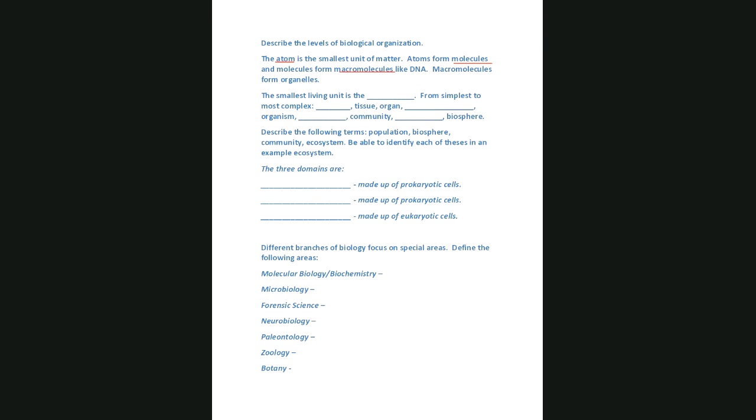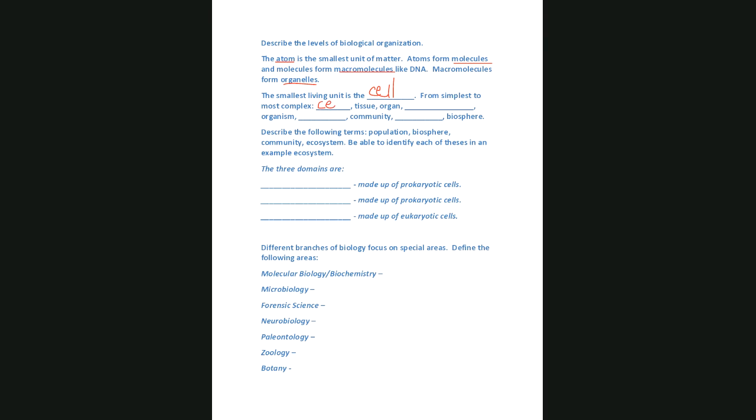Macromolecules form organelles, but none of these are living yet, right? These are still just molecules. The smallest unit of life is the cell. We talked about that already. And then, if we go from simplest to most complex, we say, all right, the smallest living thing is the cell.